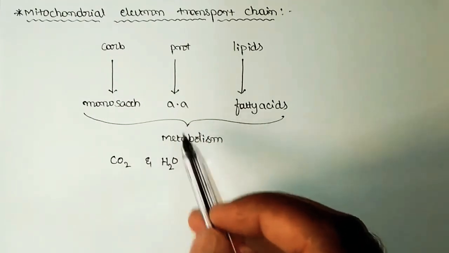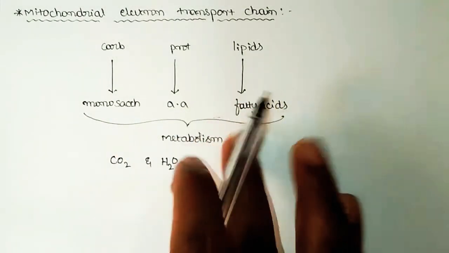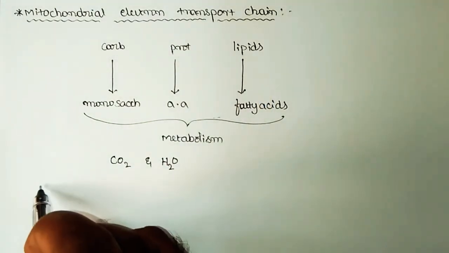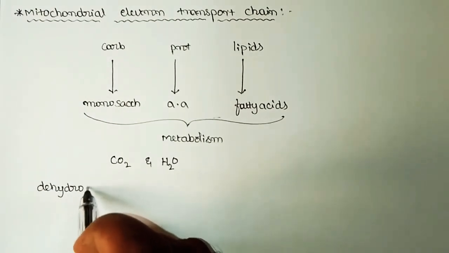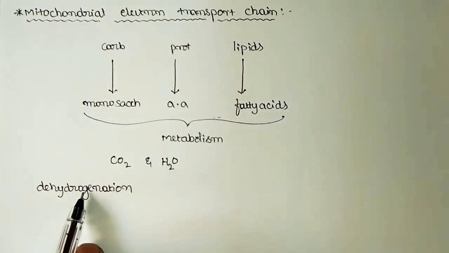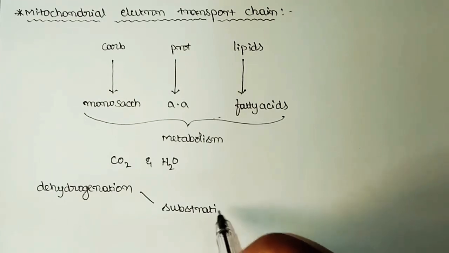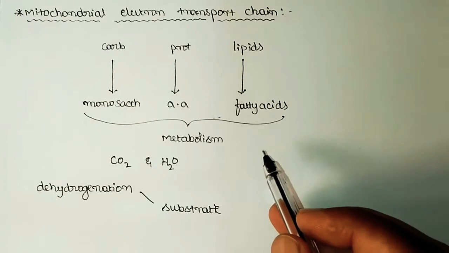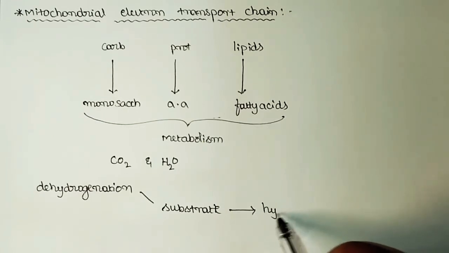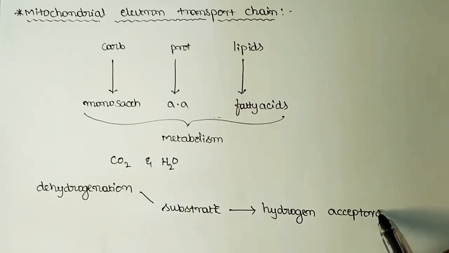acids. So here I said the metabolism of these components will take place through a series of reactions, and among the series of reactions through which these materials will undergo metabolism, most of the reactions are dehydrogenation reactions. That means removal of hydrogen from the substrate molecule. So in a dehydrogenation reaction, from the substrate molecule involved in the biochemical reaction, one or two hydrogen atoms will get transferred from the substrate molecule to hydrogen acceptors. That means the components that are going to receive the hydrogen atoms from the substrate molecules.